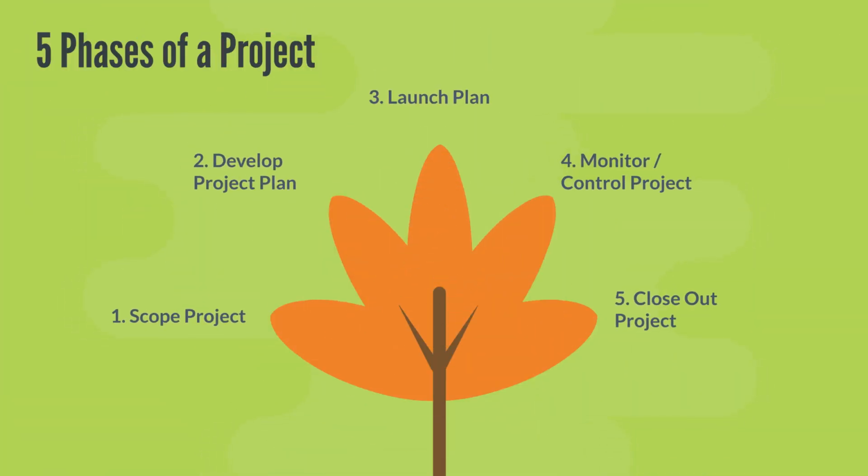First is scoping a project. This involves developing a charter and defining the project with well-defined boundaries. What is included and what is outside the scope? What resources are needed? Next is developing the project plan with tasks, timing of tasks, and time for each task and resource. Then, we launch the plan and begin executing per the project plan with your team.